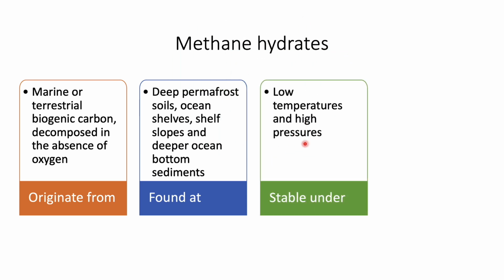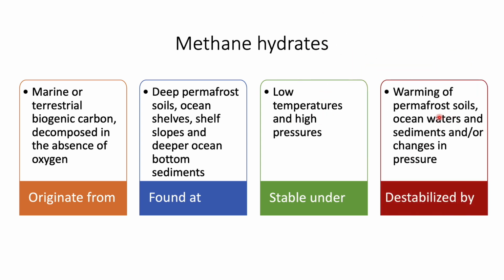These are stable under low temperature and high pressure, because at the bottom of the ocean we have extremely high pressures. Similarly, in the Arctic region the temperatures are low, so that's the reason these methane hydrates are present at the bottom of the sea. They are destabilized by warming permafrost soils, ocean waters, and sediments under changes in pressure. The increase in temperature due to global warming increases the ocean temperature, so that's the reason these methane hydrates are destabilized.